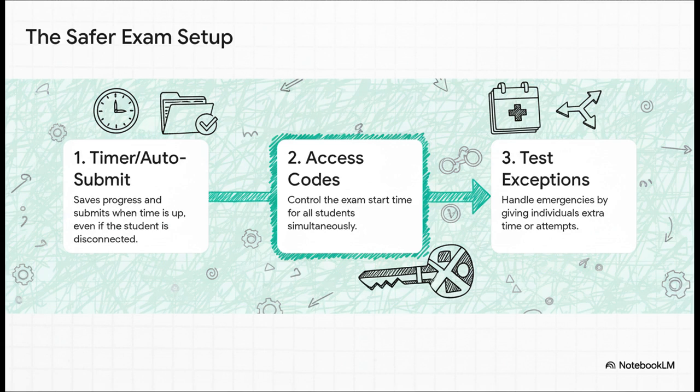Second, use access codes. This is great for controlling the exact start time for everyone. And third, get familiar with test exceptions. This gives you the power to handle those legitimate emergencies for individual students, giving extra time or another attempt without messing up the whole exam for everyone else. This toolkit just gives you more control, and honestly, it's just fundamentally fair.